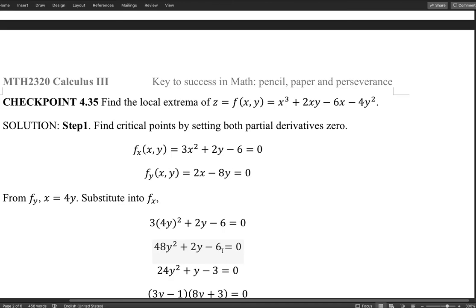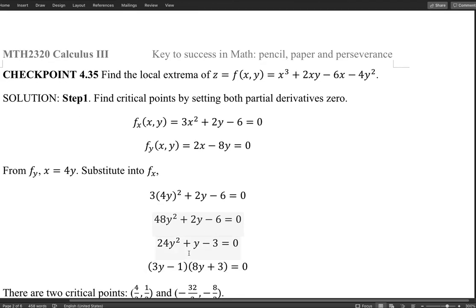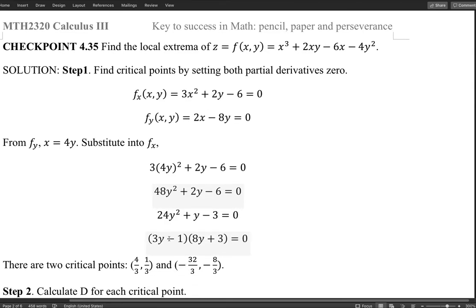I got a new quadratic equation in terms of y. And this quadratic equation can be factored in this fashion: (3y - 1)(8y + 3). It should be alright, right? So that means there are two solutions for y.